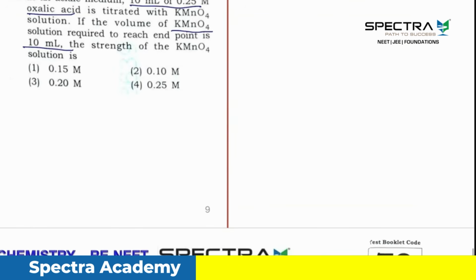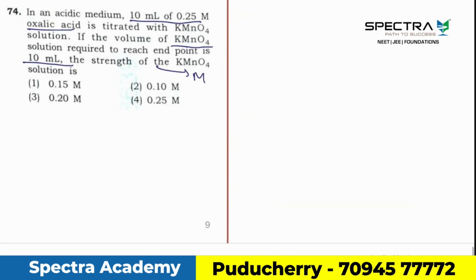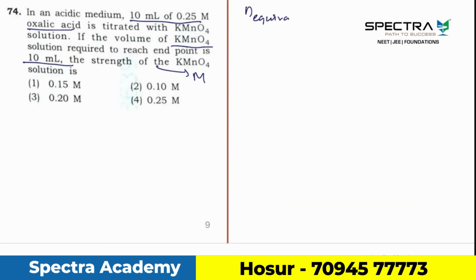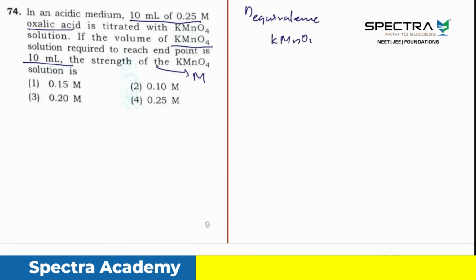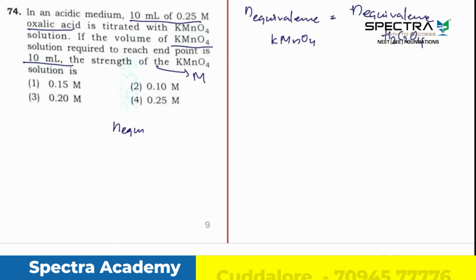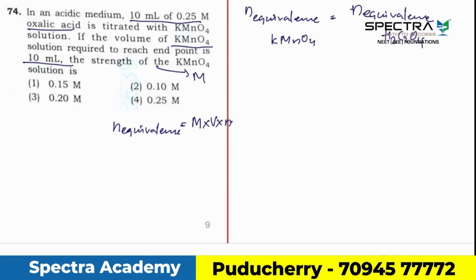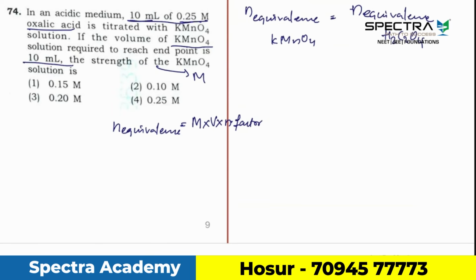Strength of KMnO4 means they are asking about the concentration, that is molarity. So we know that during titration, the number of gram equivalents of titrant and titrate will be the same. That means the number of gram equivalents of KMnO4 will be equal to the number of gram equivalents of oxalic acid, H2C2O4. Now, how can you find the number of gram equivalents? In terms of molarity, it is molarity into volume into n factor. So we need to find the n factor because molarity and volume are already given in the question.